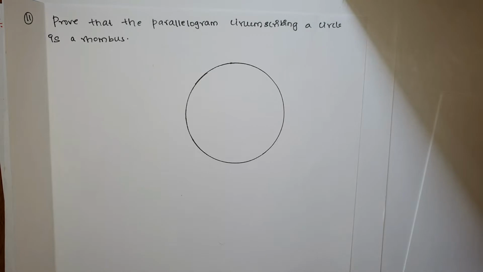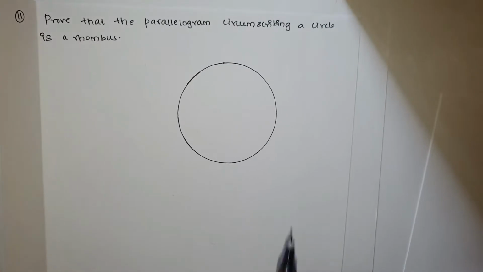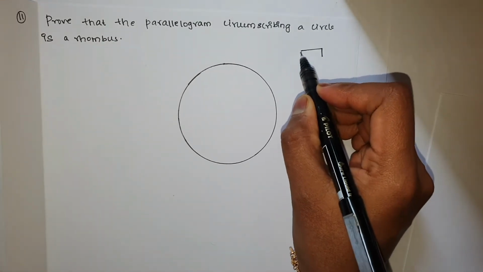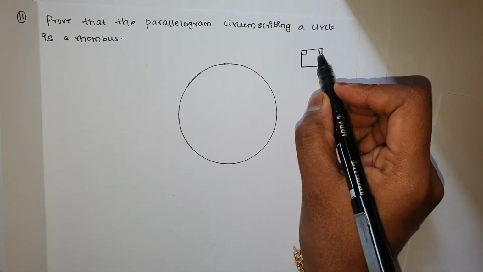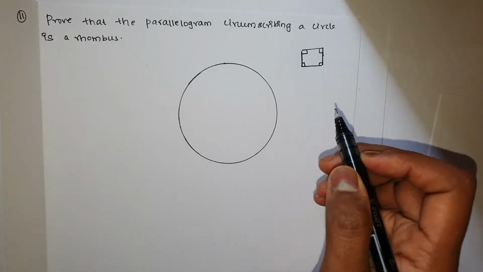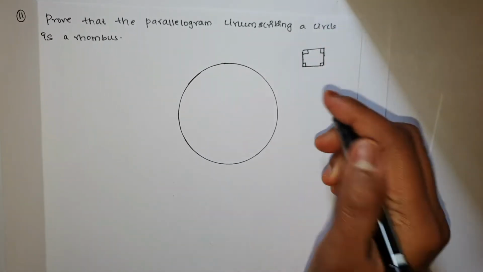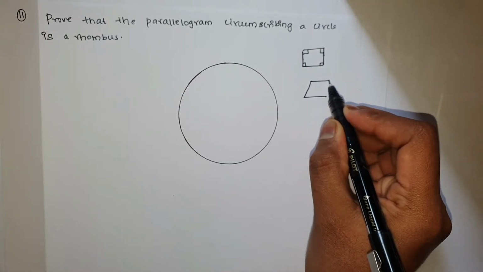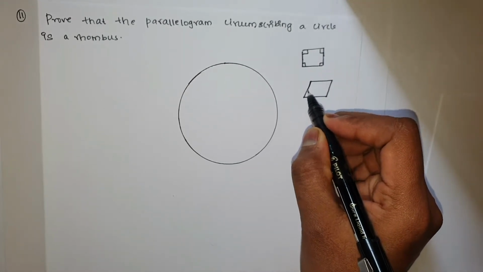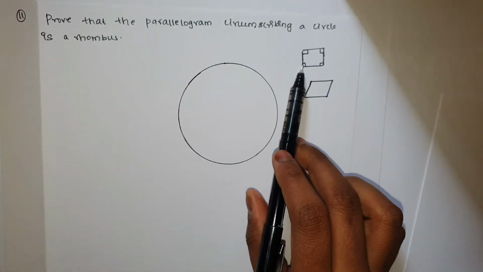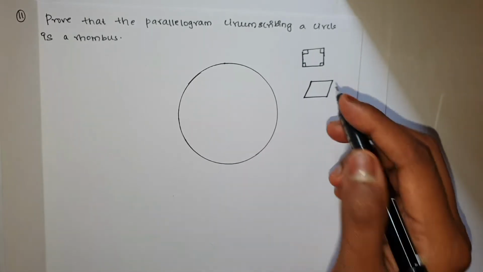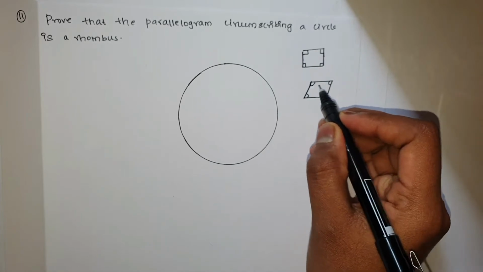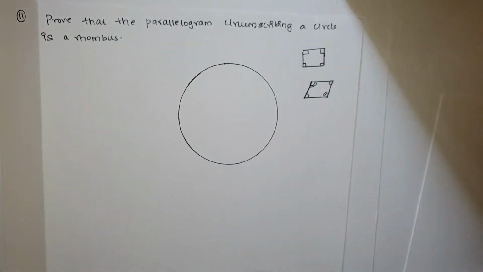A rhombus means all the sides are equal. Then what is the difference between a square and a rhombus? A square means it is like this. A square also has all sides equal and all angles are also equal. All angles are 90 degree. But if I am tilting this square to a particular angle, now here the angle is not 90 degree but all sides are equal. Then it will become a rhombus. In the case of a rhombus, opposite angles are equal. That is the difference between a square and a rhombus.